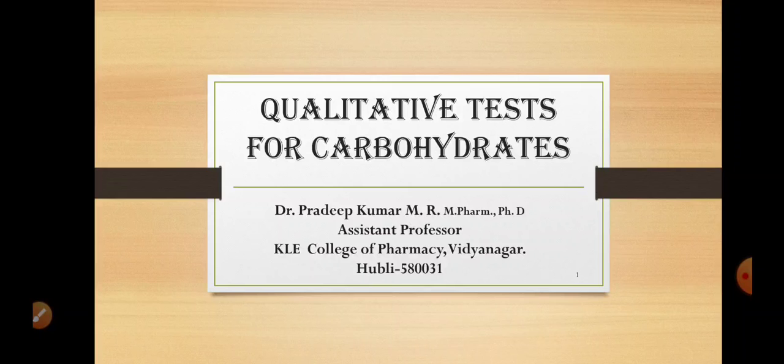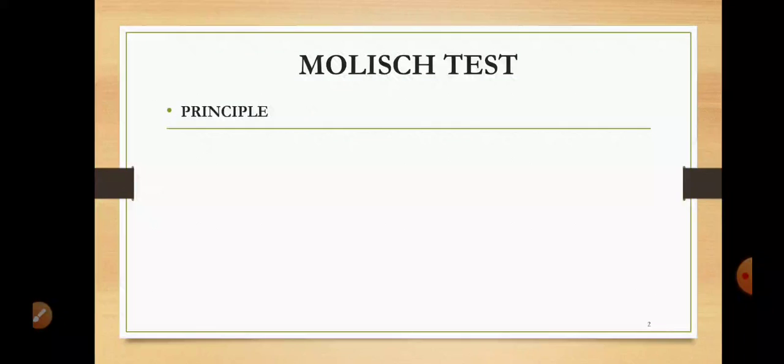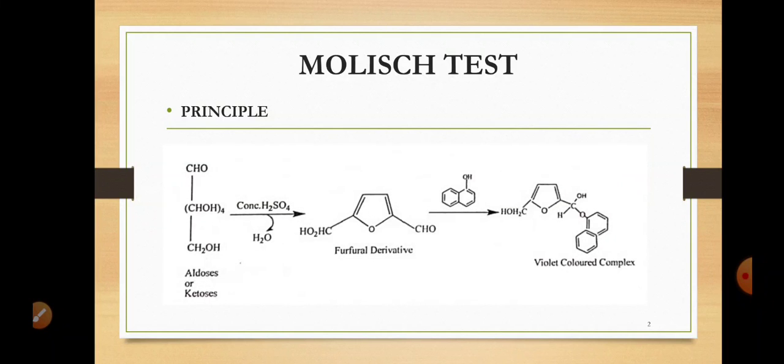Let us see the first test. The first test is Molisch test. This test is a group test for carbohydrates, and it is given by all the carbohydrates, whether free or bound to such substances as proteins, like glyco or mucoproteins, and lipids, glycolipids. So in this, the principle involved, you can see the reaction here.